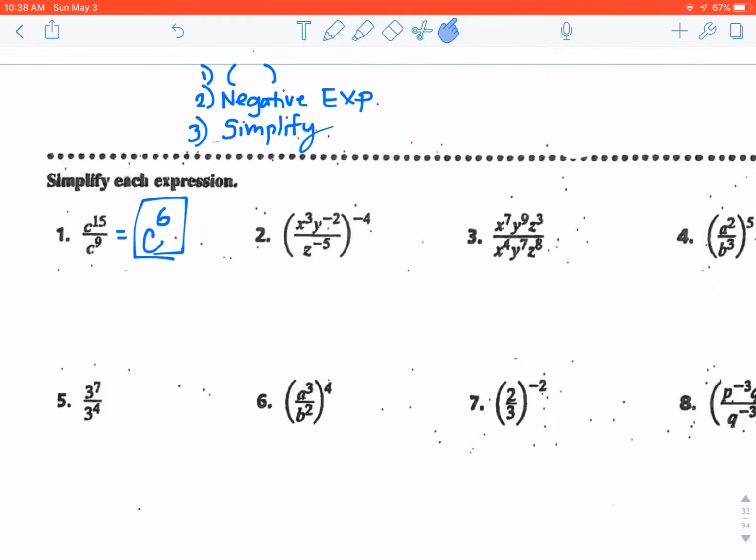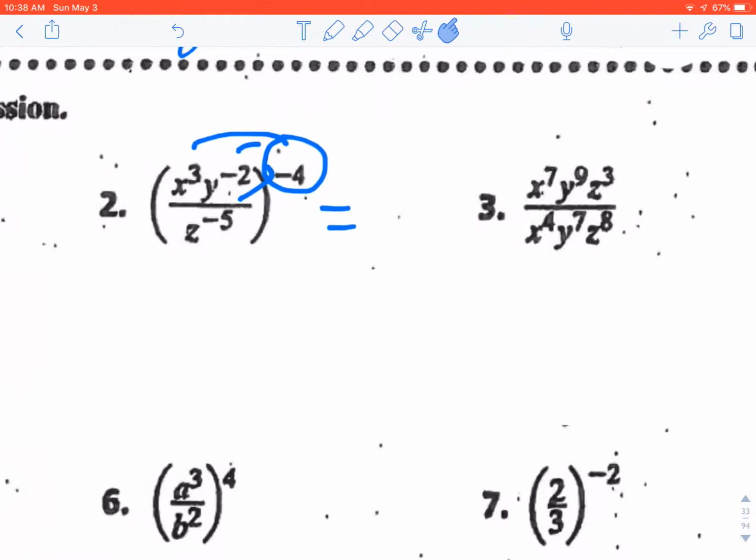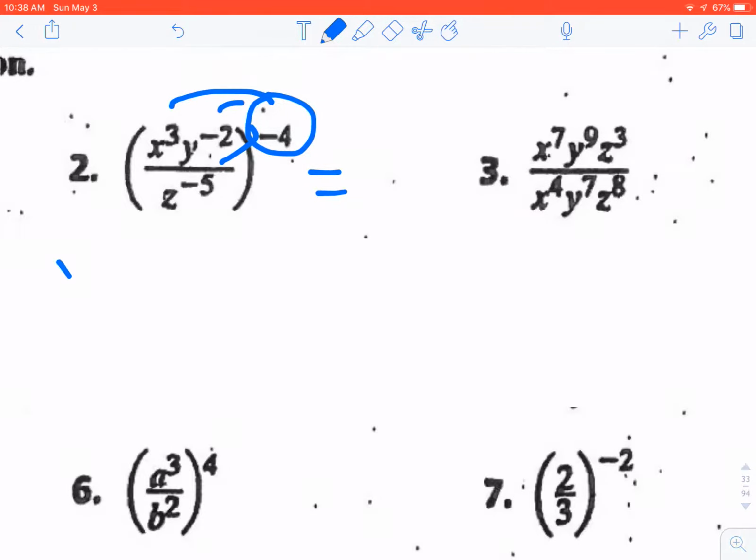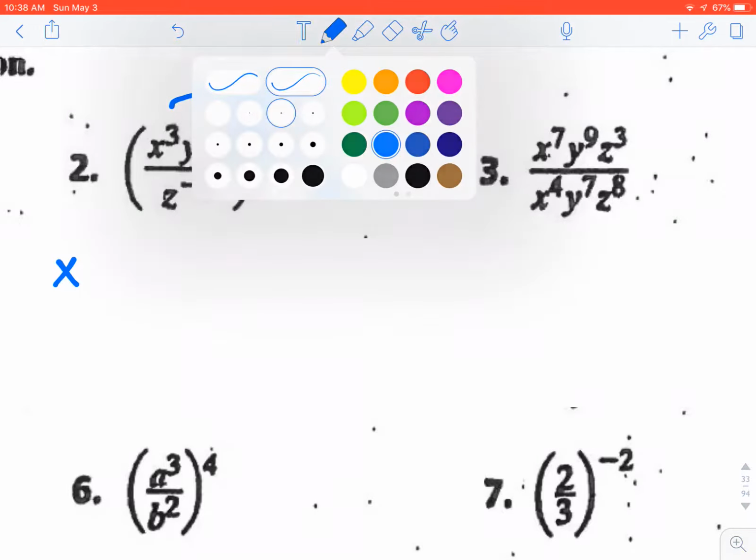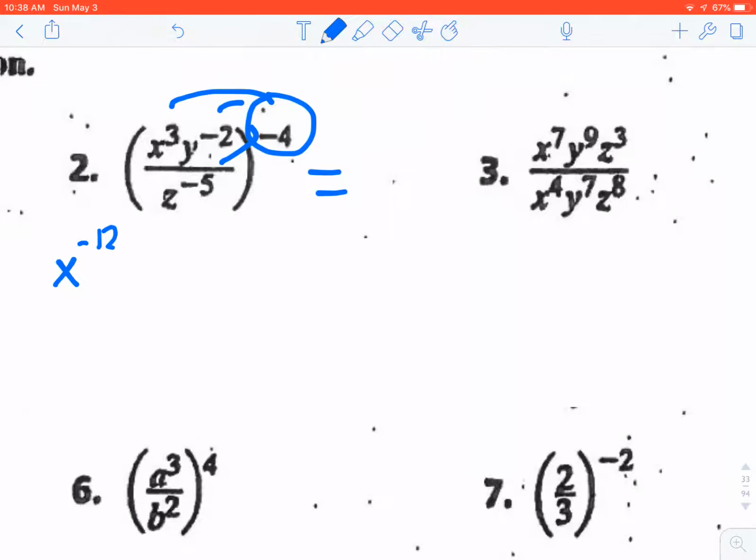Okay, number two, following our order of operations of exponents, clearing parentheses for number two, you are multiplying that -4 to each of the exponents that we see. And watch your signs. Okay, so you would have x to the -12th, y to the +8th, z to the +20th. Okay?